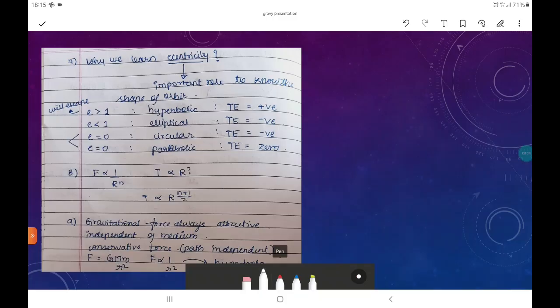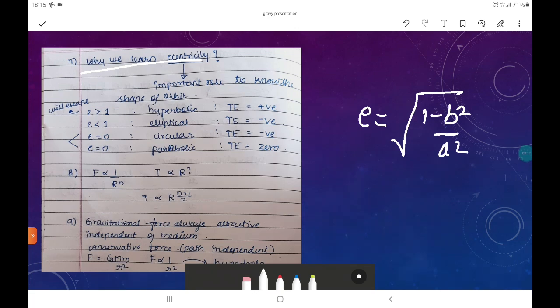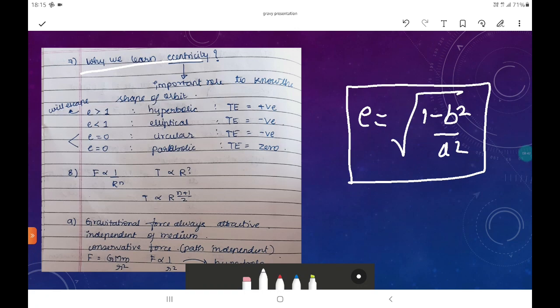Okay, so the next point is why we learn eccentricity. In the lecture I told you e is equal to under root of 1 minus b square upon a square, about eccentricity. b is the semi-minor axis and a is the semi-major axis. But why is it necessary to learn this equation? Because you come to know from this equation about the shape of the orbits.